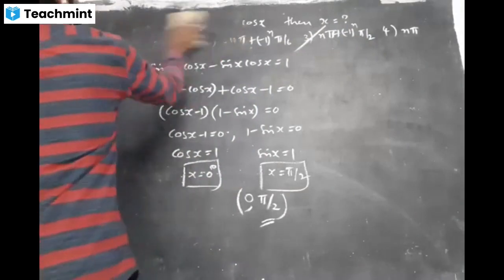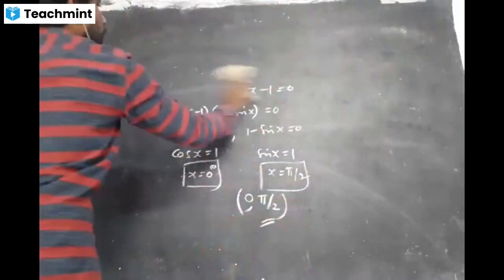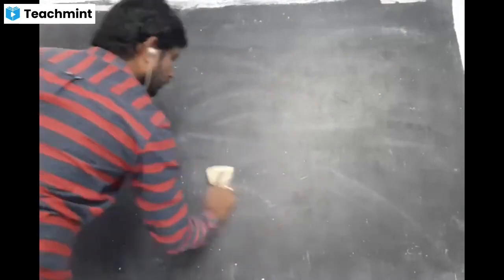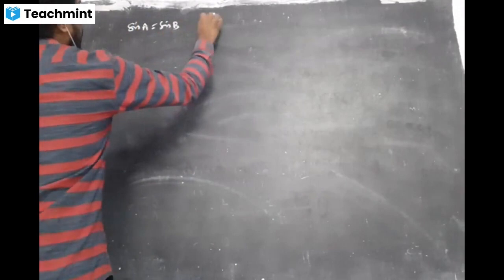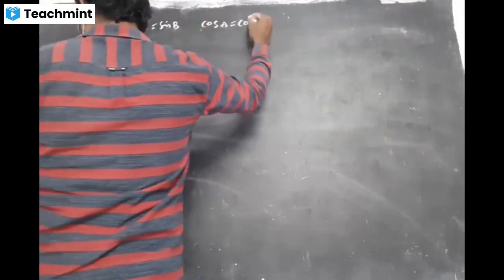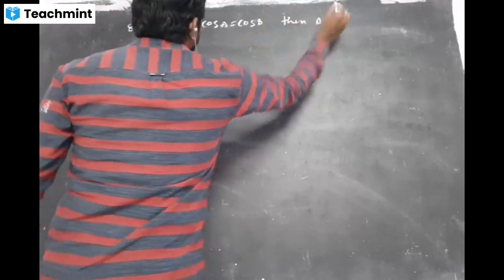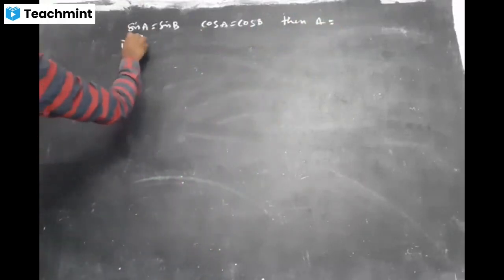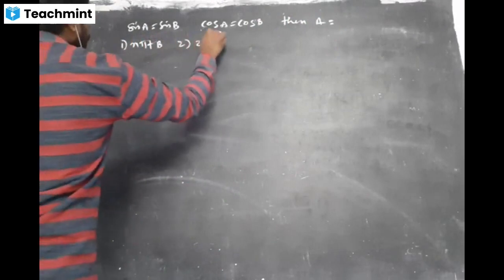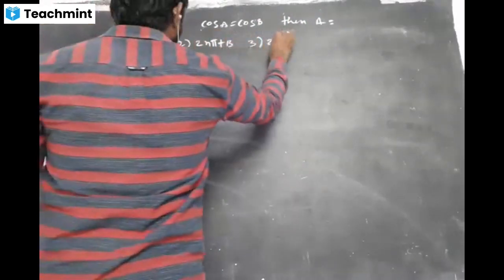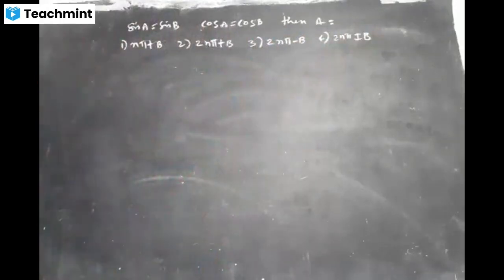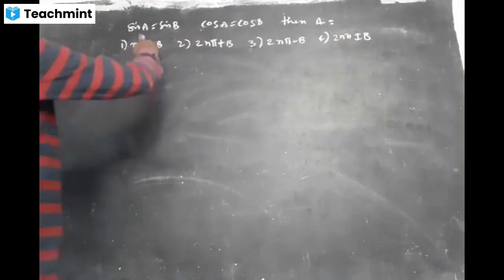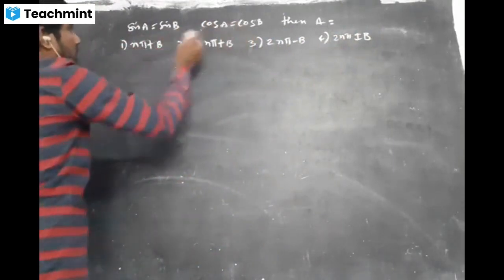Next problem. If sin A is equal to sin B and cos A is equal to cos B, then A is equal to: first one is n pi plus B, second one is 2n pi plus B, third one is 2n pi minus B, and fourth one is 2n pi plus or minus B. So here the given conditions are two: sin A is equal to sin B is one, and cos A is equal to cos B is another.